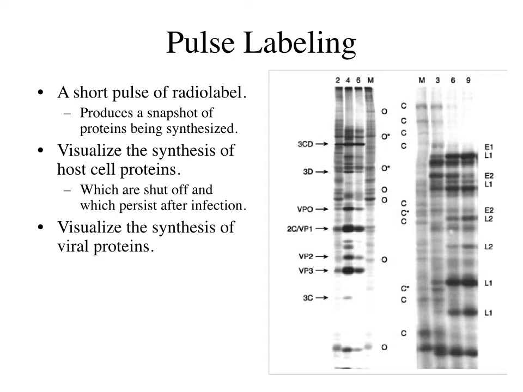On the right, you see Vero cells that were infected with herpes simplex 1. Viral proteins synthesized early in infection are indicated by E. L indicates late proteins. Cellular proteins are rapidly shut off and are indicated by C. C asterisk marks proteins that do not appear to be shut off or whose synthesis increases after infection.